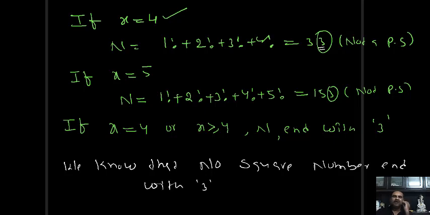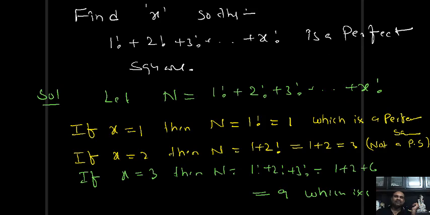What is the meaning of that? You can't take x as 4, you can't take x as 5 and so on. So, x is 4 or 5 or so on, you are not getting n as a perfect square. Okay. So, for values of x less than 4, x is 1 perfect square, x is 3 perfect square. So, what is the meaning of that? Only possible values of x are 1 and 3. That I will write now.